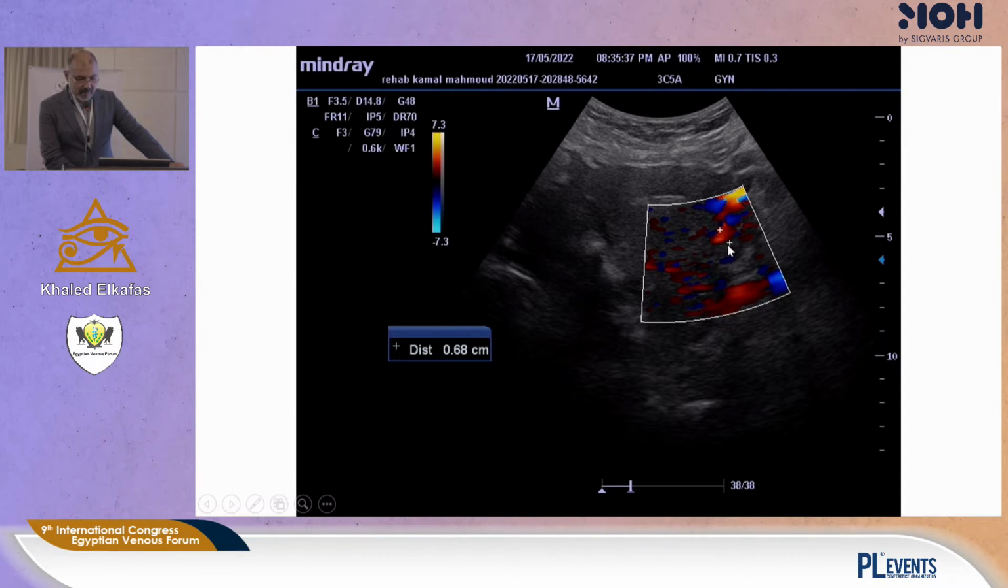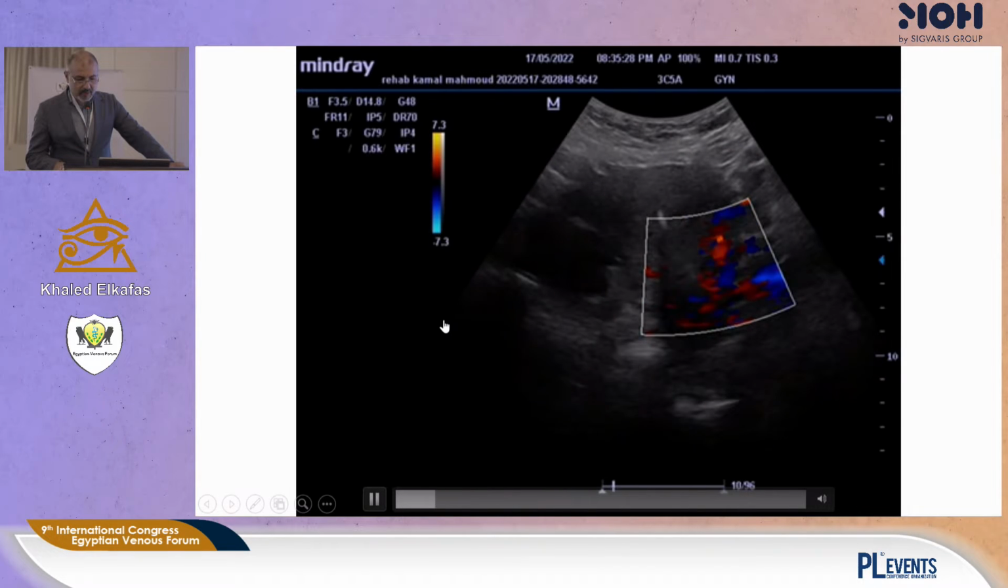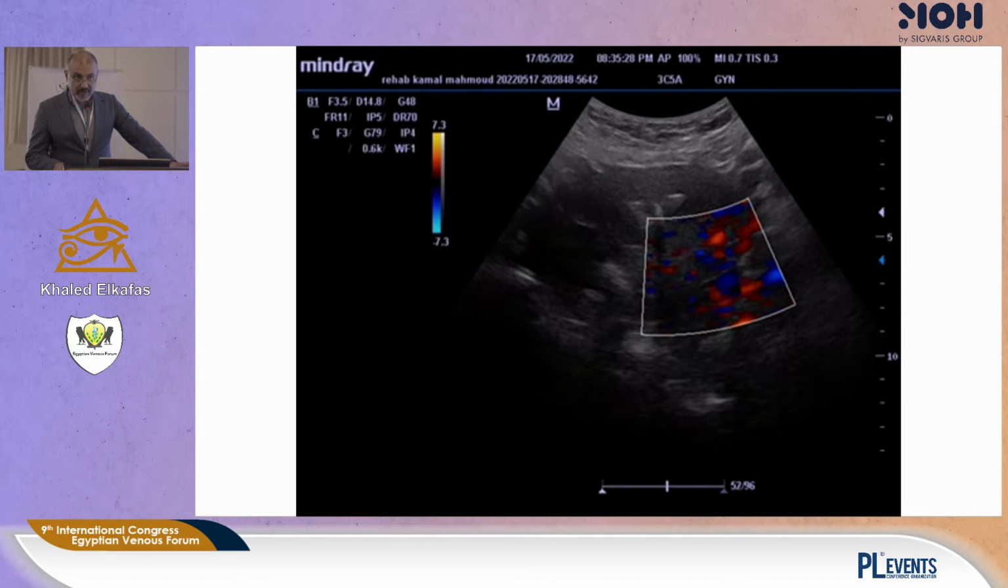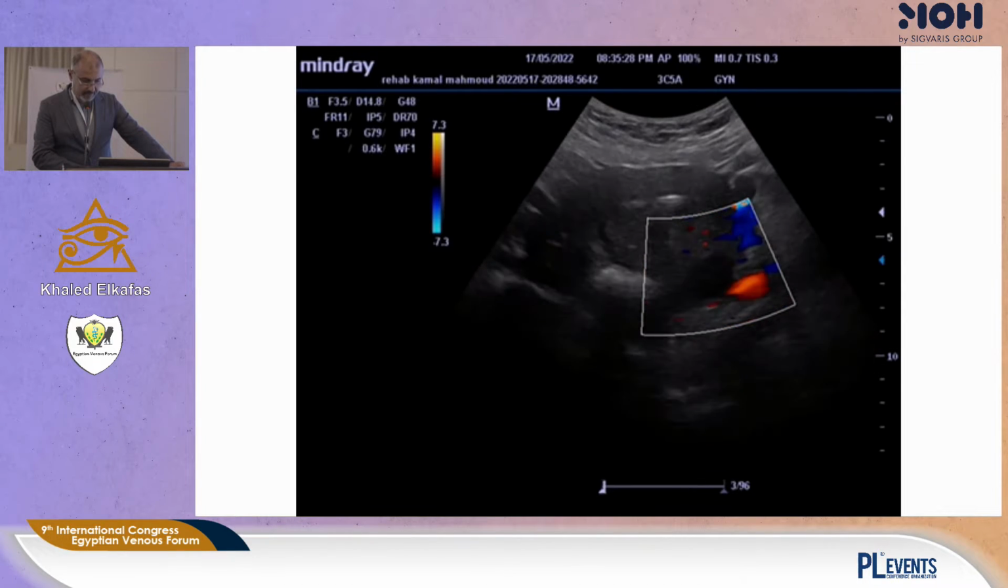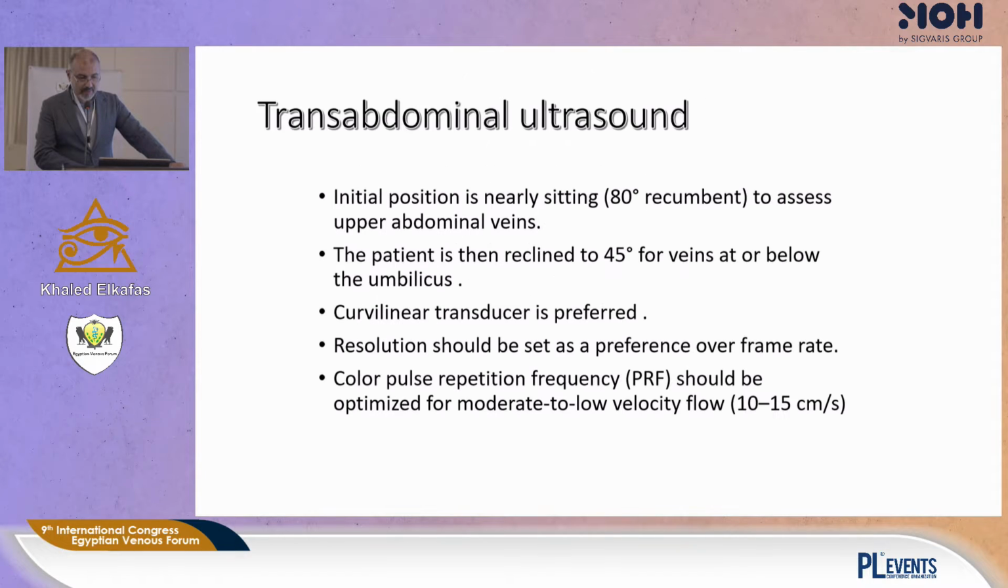Here are some of my cases. We can see here dilated parauterine veins more than 6 millimeters. Also, during inspiration and expiration, there is color filling of the veins, denoting venous reflux within. Then we proceed to examination of the gonadal veins.